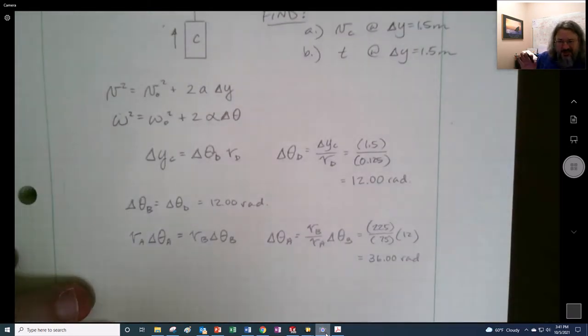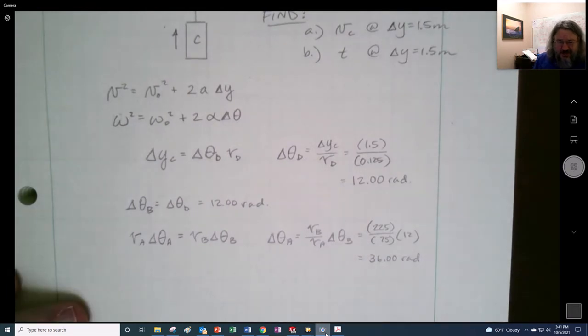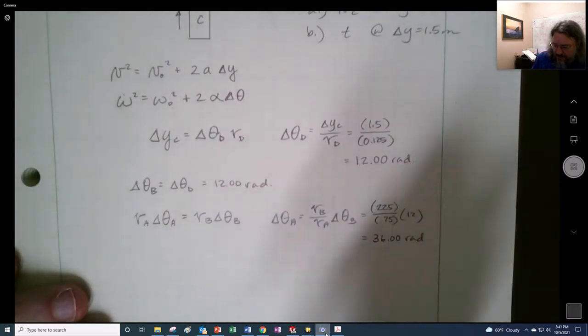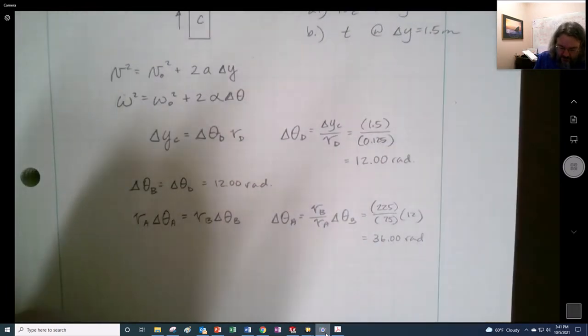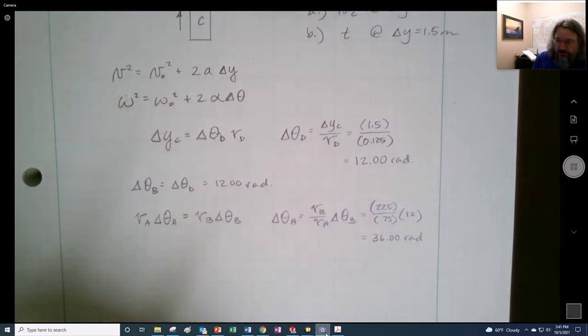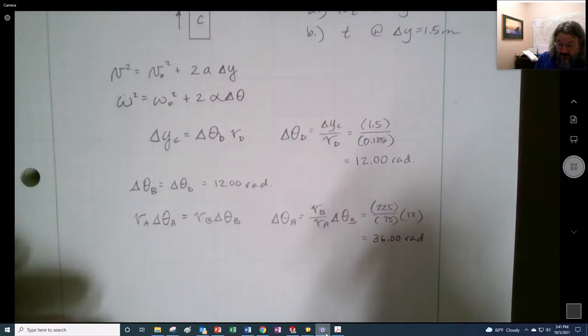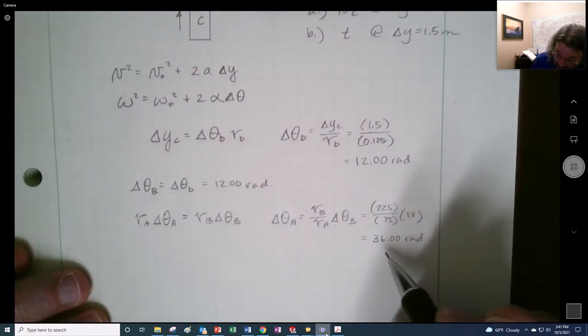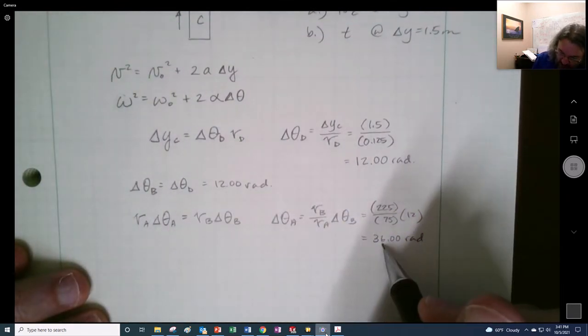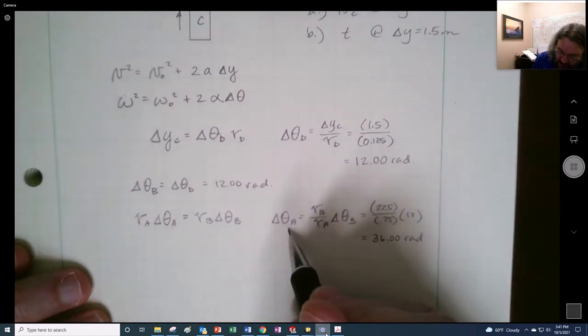By the way, we could have done this a bunch of different ways, so that can make it a little confusing when working on a problem, that you can do it in multiple ways. But this is just the approach that seems obvious to me. Okay, so we know the delta theta A.